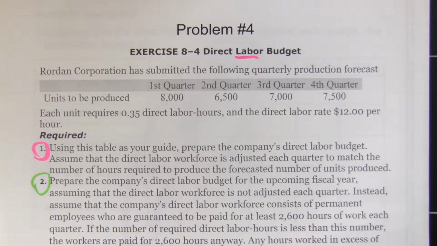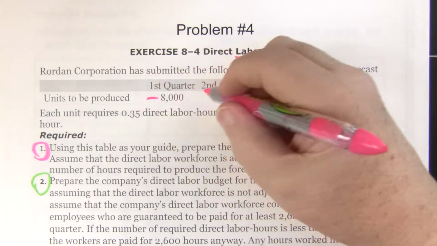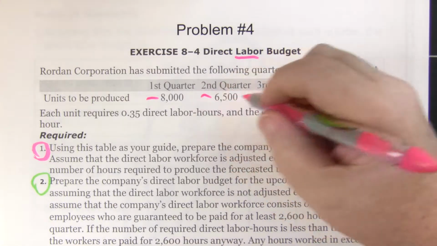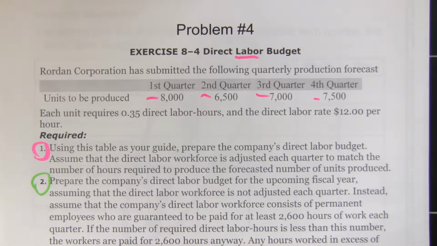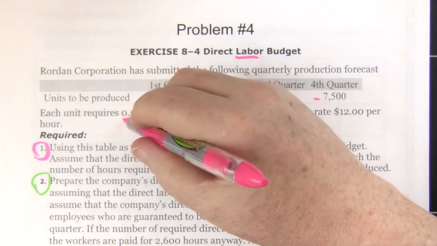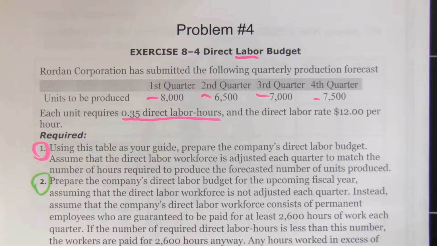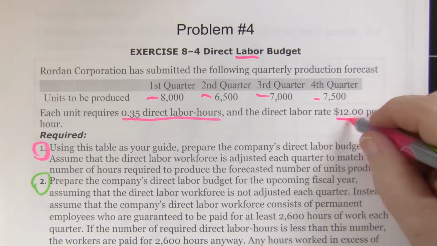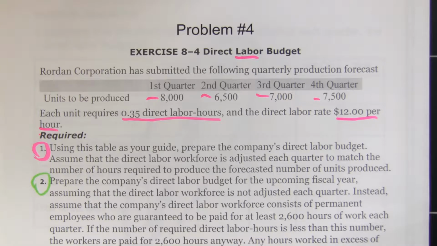So we're going to produce 8,000, 6,500, 7,000, and 7,500 units, whatever they are. And each unit takes 35 hundredths of an hour, which is 21 minutes, and the labor rate is $12 per hour. So let's do that first.